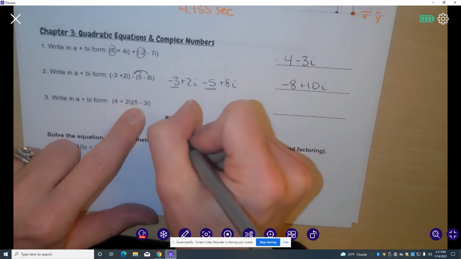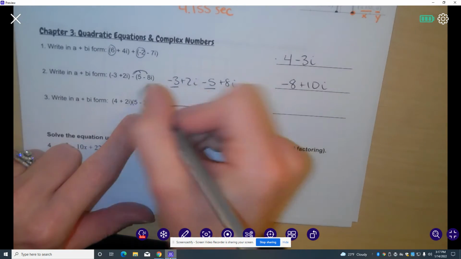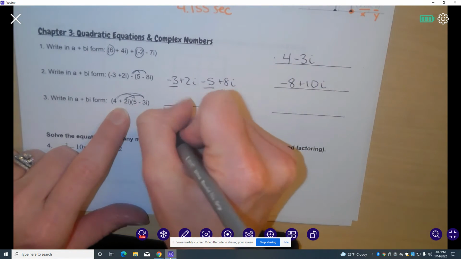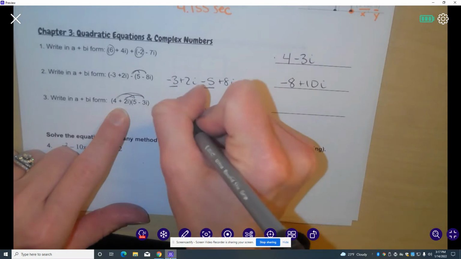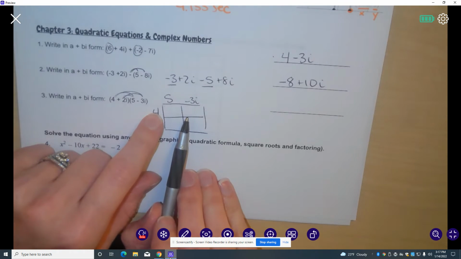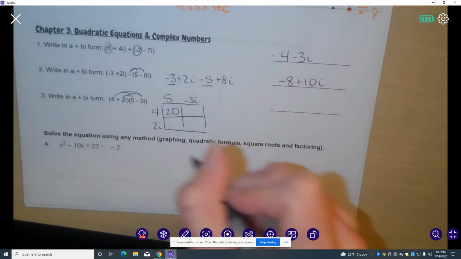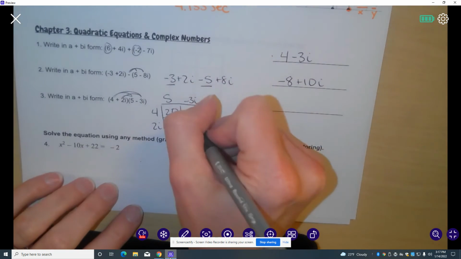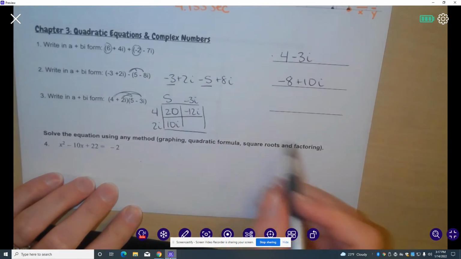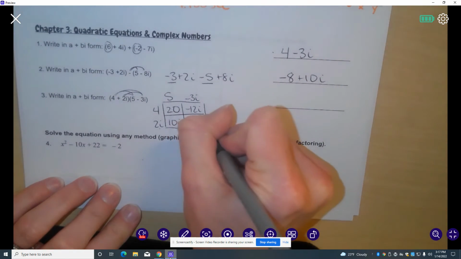When we multiply, most of the time we use the box method to multiply. So you can FOIL if you want to by multiplying all the terms by each other, but we mostly have been using the box method. So I'm going to set up my box, and we're going to multiply our numbers to get the terms inside. So 4 times 5 is 20. 4 times negative 3i is negative 12i. 2i times 5 is 10i. And 2i times negative 3i is negative 6i squared.